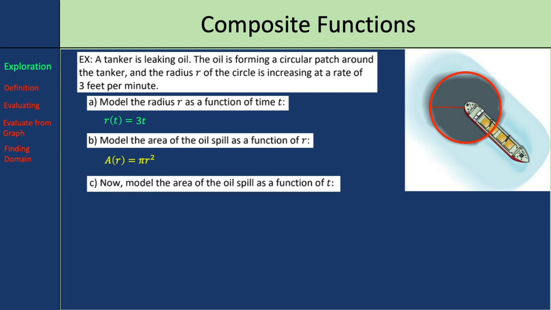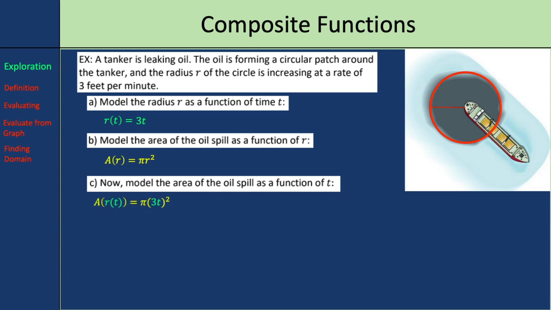And then the last part, now they want you to model the area as a function of time. It's basically putting the two functions together. First, you have radius as a function of time, and then area as a function of radius. And now you put them together, you have area as a function of time, right? So basically, you just replace r with 3t.